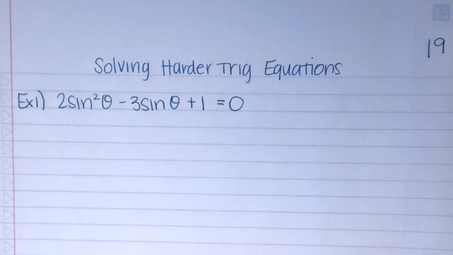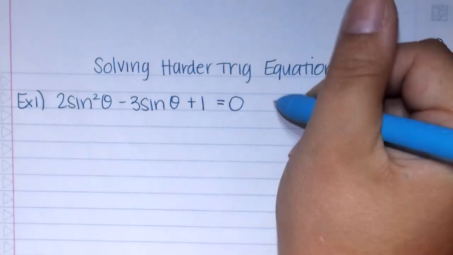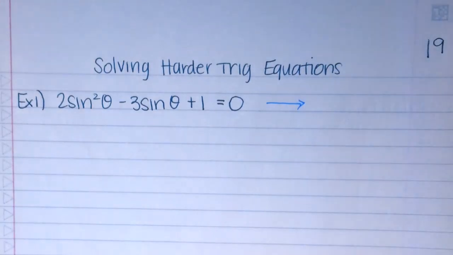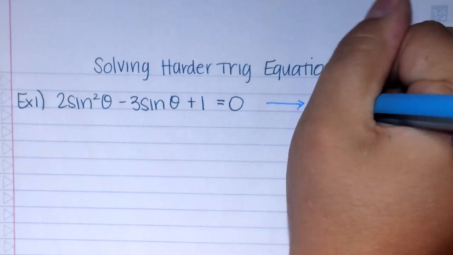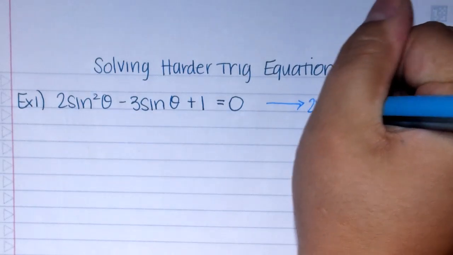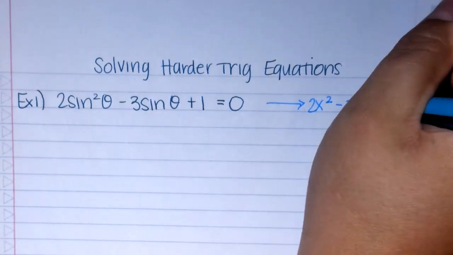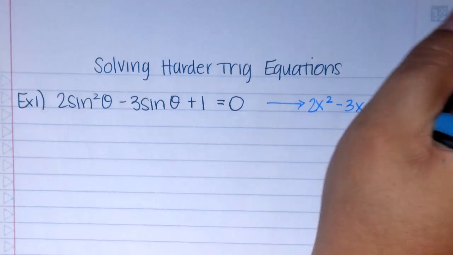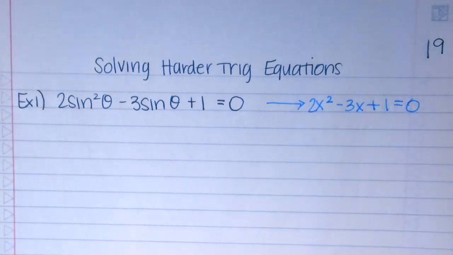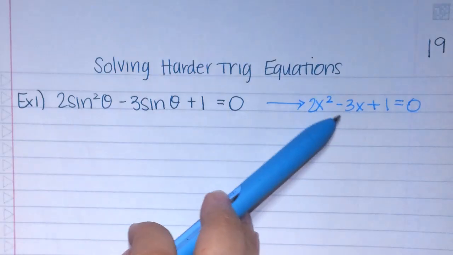Okay, so let's break this down and go back to algebra 2. It is a quadratic equation, and instead of sine of theta, I'm going to put x. So this is 2x squared minus 3x plus 1. Wherever sine of theta was, I'm putting x.